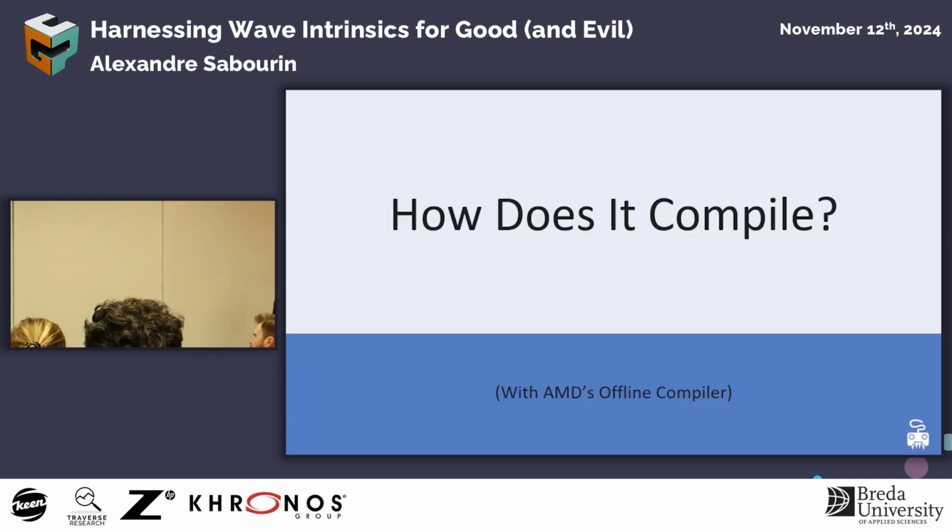Something that I think is important is for us to identify and learn how wave intrinsics compile. Knowing how they compile will give you some valuable insights into the potential performance characteristics of your algorithms. You can know what the compiler engineers have decided to turn your wave intrinsic into. So let's look at a simple program.